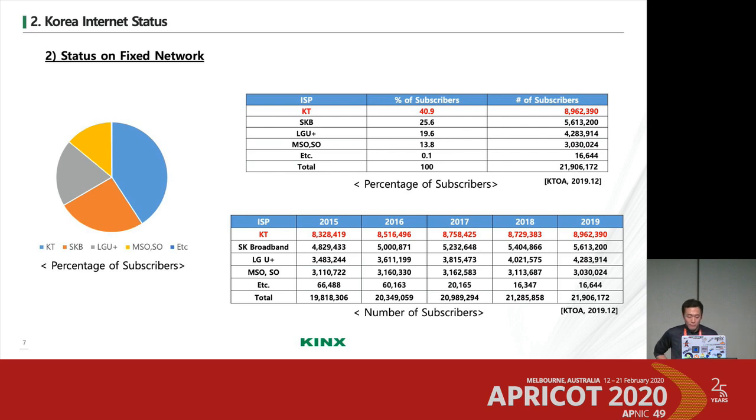For this slide, I want to give you some idea of how much percentage of traffic you can expect from each ISP by looking at the number of eyeballs and market share. In terms of fixed network, KT is the top provider, covering 40.9% of eyeballs in Korea. KT used to be owned and operated by the government of Korea, so they have the most network infrastructure assets among the ISPs. SK Broadband is in second place, covering about 25% of market share in terms of eyeballs, and LG takes third place.